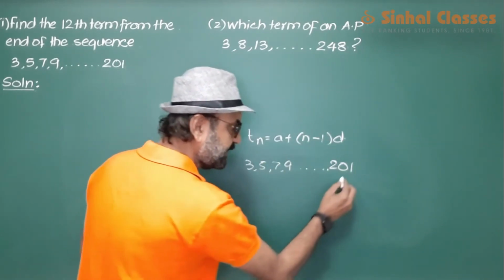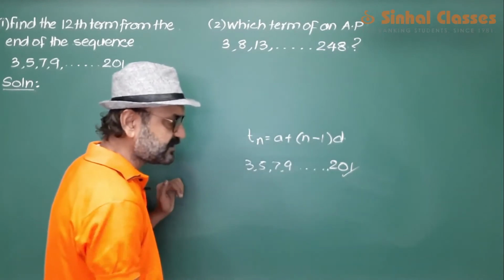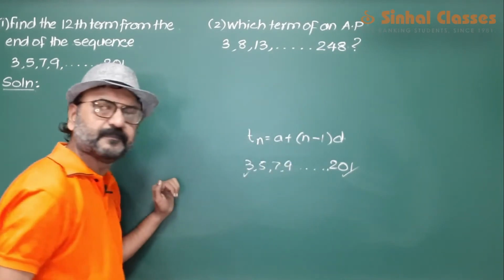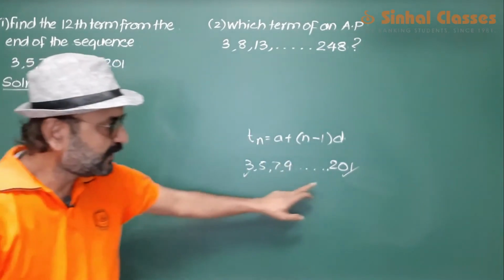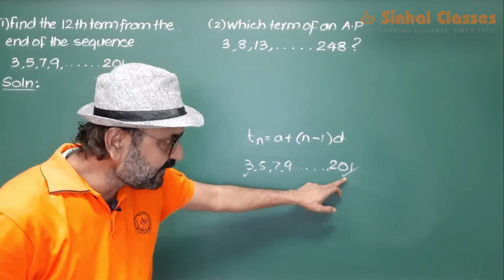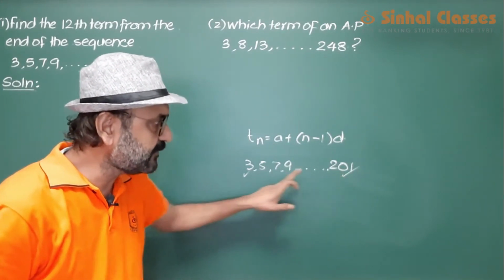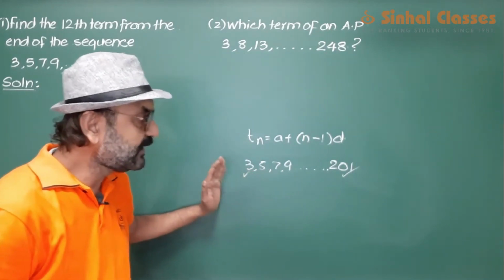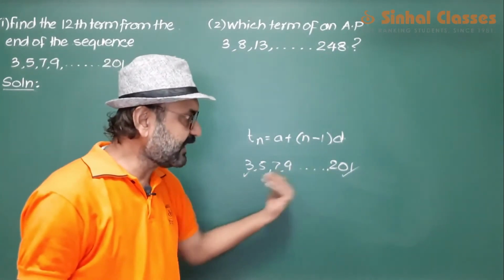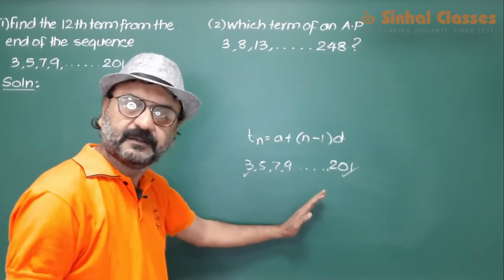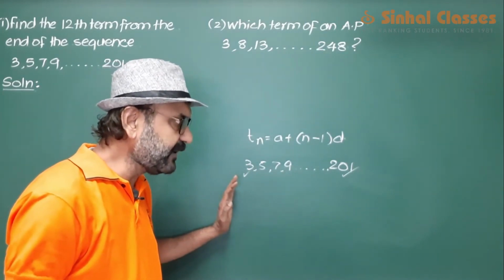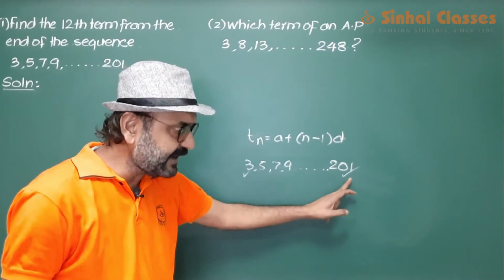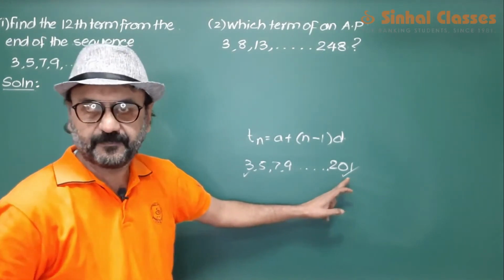On reversing this AP, this becomes the first term and this will become the last term. So when I do so, I will be able to get the first term, I will be having the last term, and then I will try to find out 12th term not from the end but from the beginning. So it would be one and the same thing if I make this 201 as your first term.